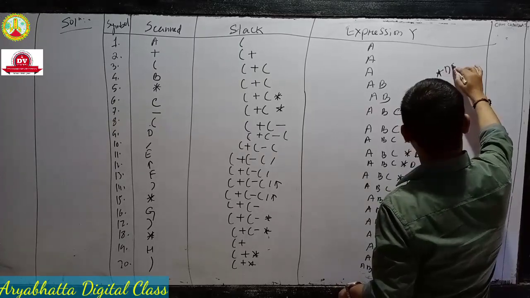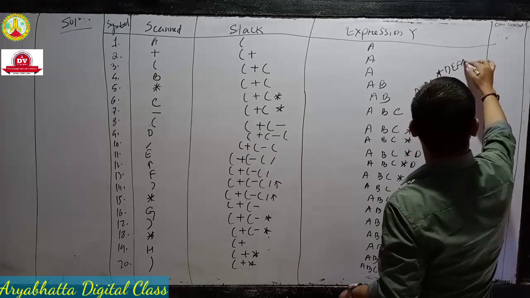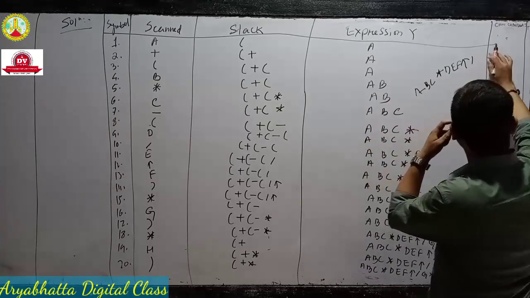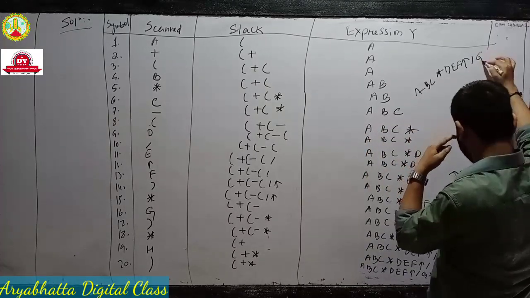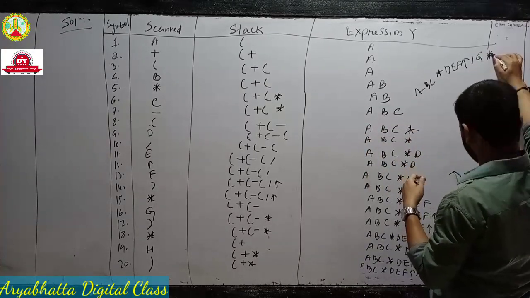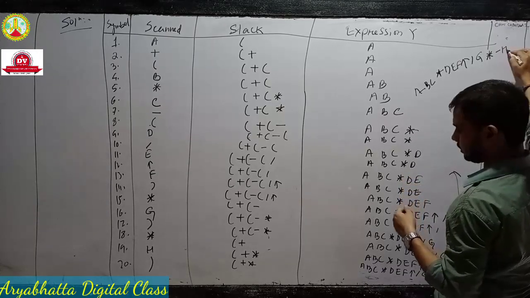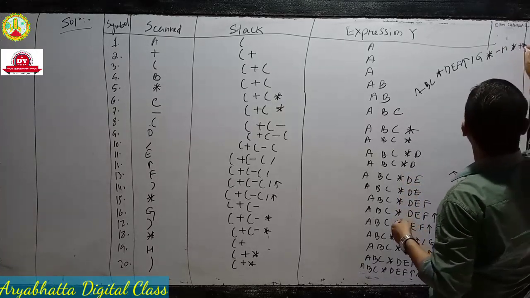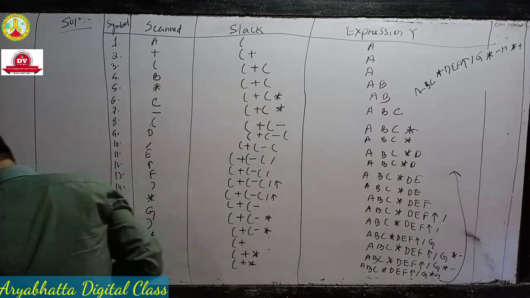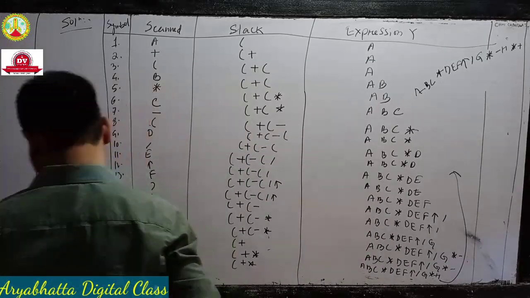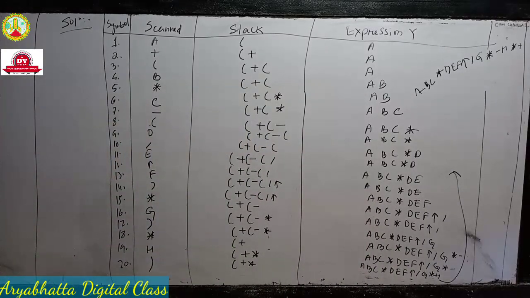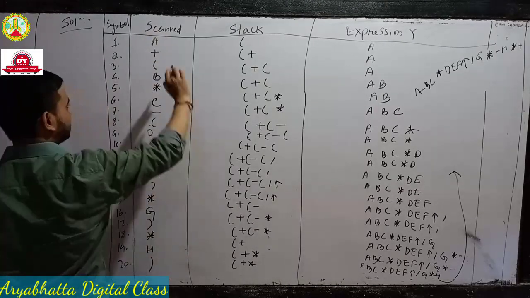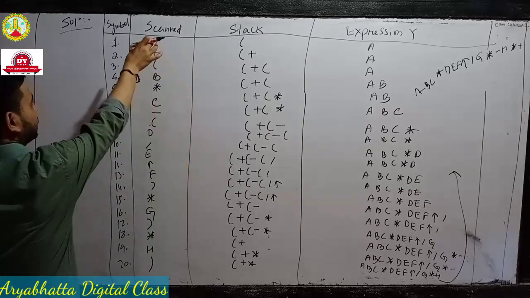multiply DF, this symbol divide G, multiply minus H multiply plus. You see, this is the scan symbol vertically, this is the expression. You see your questions, this is the questions.